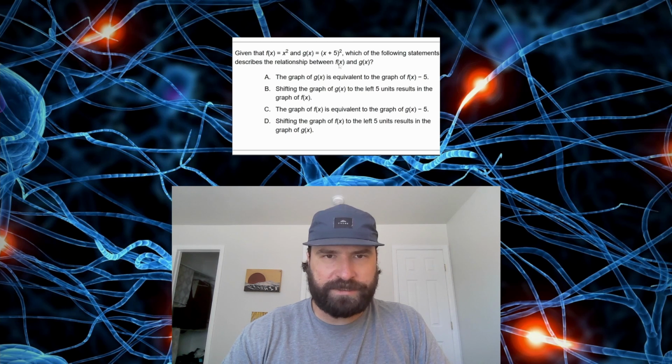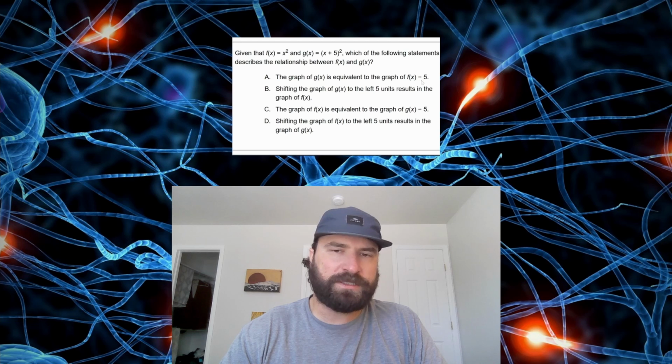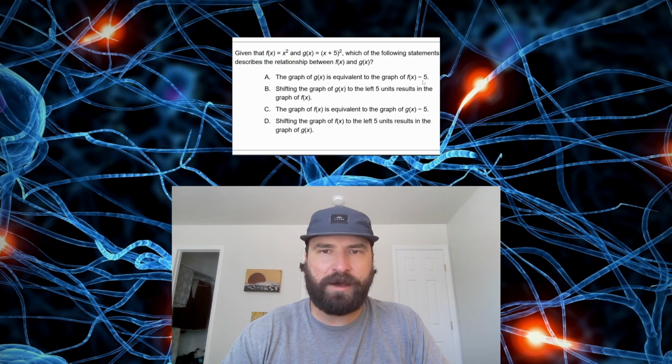So which one of these answers is saying that g of x is f of x shifted left 5? A says the graph of g of x is equivalent to the graph of f of x minus 5. So f of x minus 5, this is minus 5 outside of the parentheses. So this would shift the graph down 5, which is not what we're looking for.